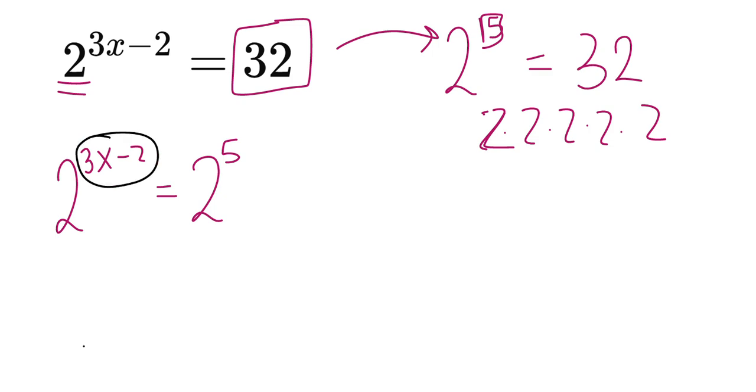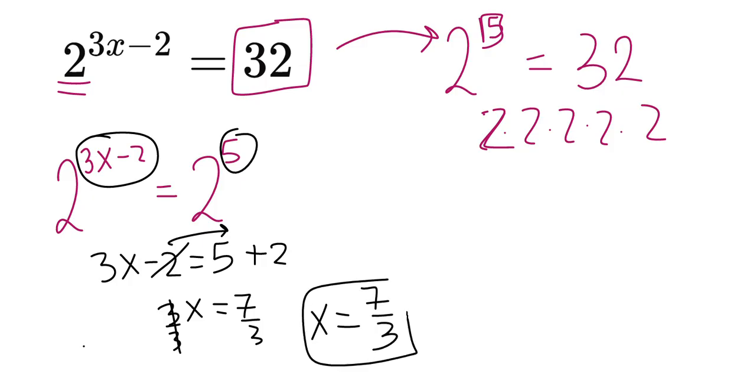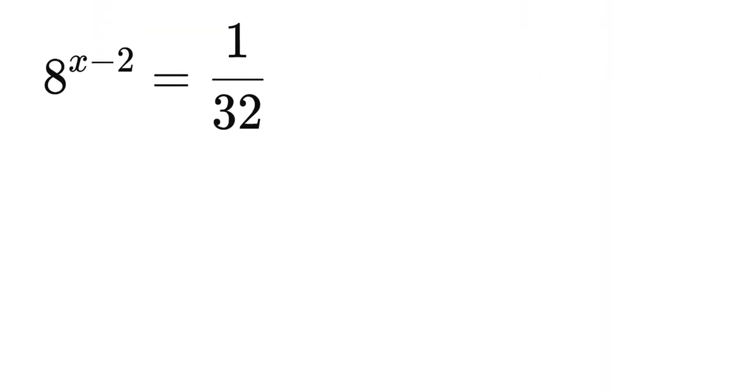We only say 3x minus 2 is equal to 5. Switch 2 to the other side, make it positive 2. So 3x is equal to 5 plus 2, 7. Divide by 3 to get rid of it. X is equal to 7 over 3. Again, we can write it as a mixed number if we want, or as a decimal number. I hope this one was clear. Let us move on to the next one.